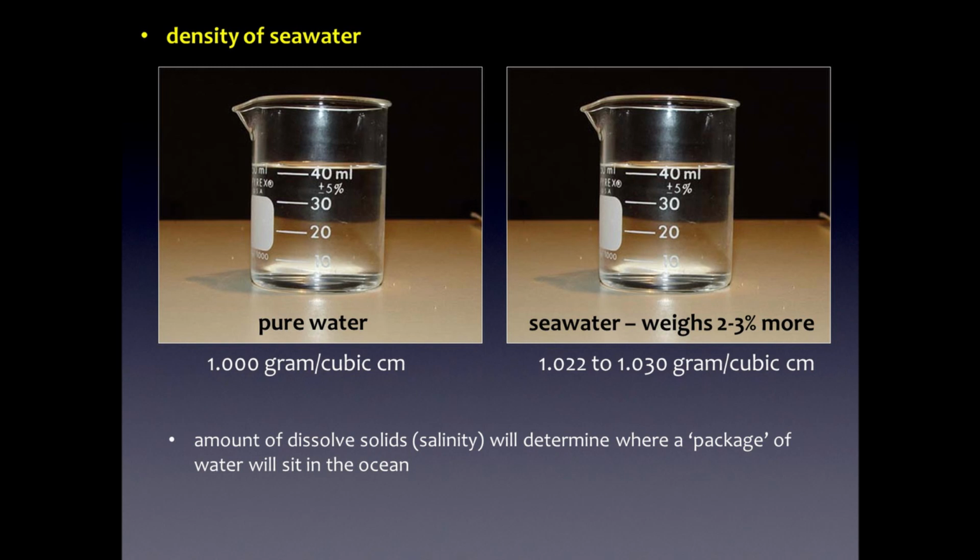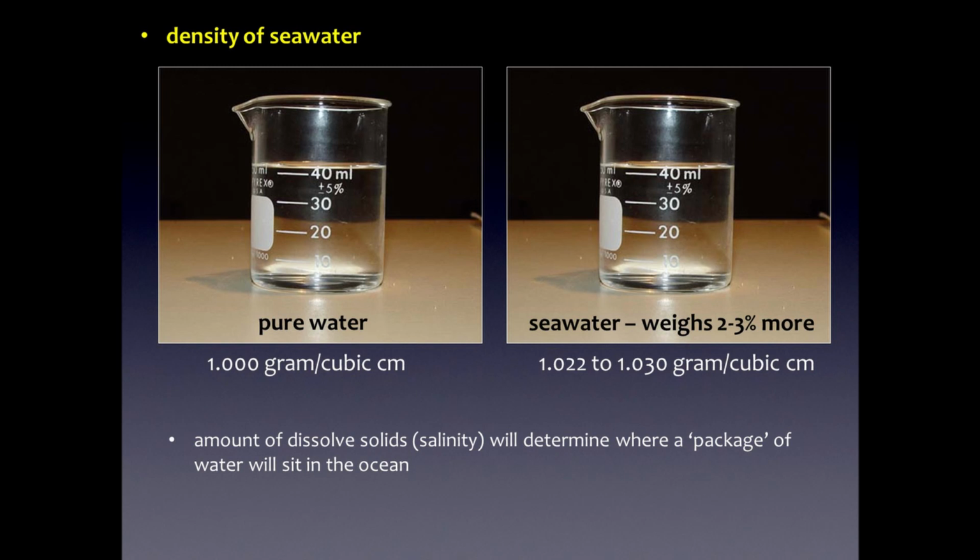And that's because the amount of dissolved solids within it is going to affect how dense that water is. So we can see the density of seawater can range anywhere from, in this case, about 1.022 to 1.03 grams per cubic centimeter. So we have the dissolved solids in it. We know we have water of variable salinity. We still have constant proportions of the solids, but the salinity can vary.